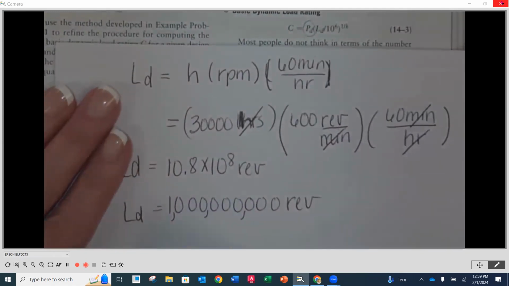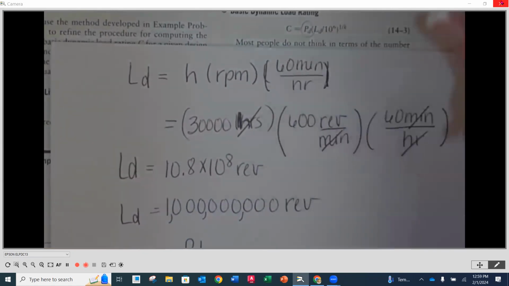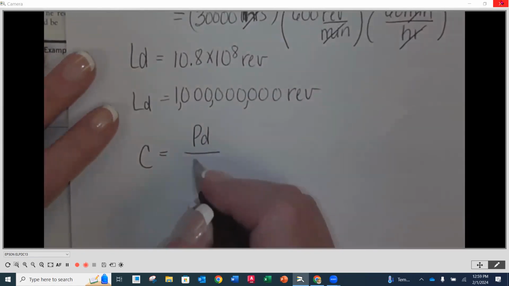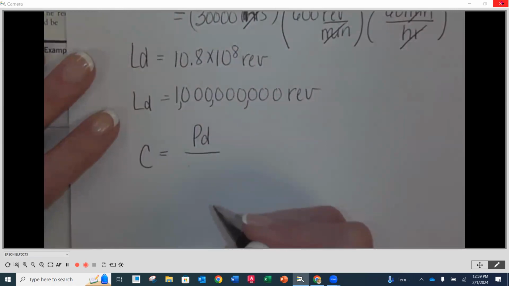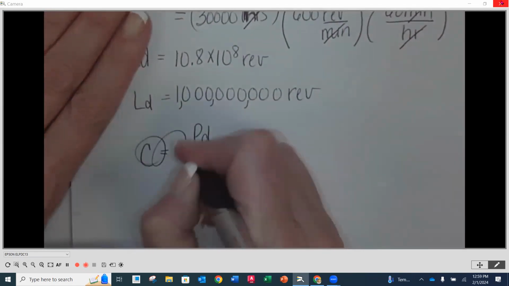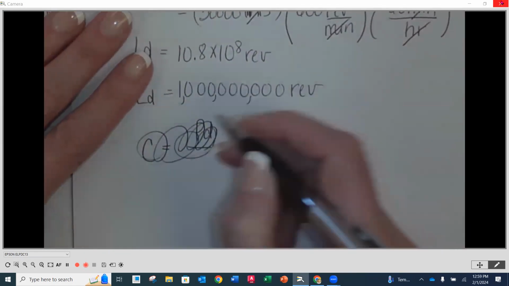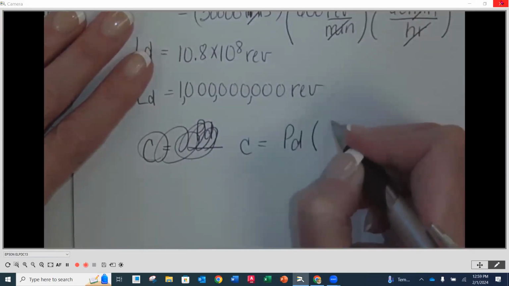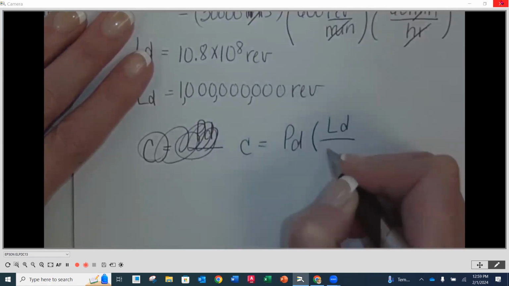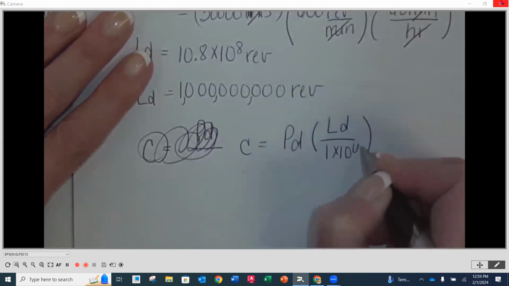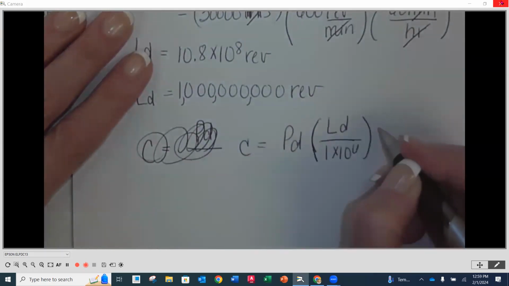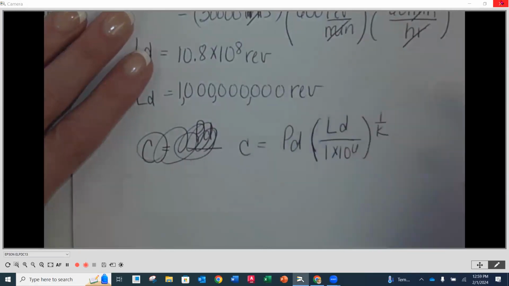C is equal to our design load, or I'm sorry, our design load divided by, oh no, I'm sorry. This is why I don't like this. We'll try again. C is equal to our design load times, this is my up-down, my design life divided by 1 times 10 to the 6. That's 1 million. Times 1 over K.